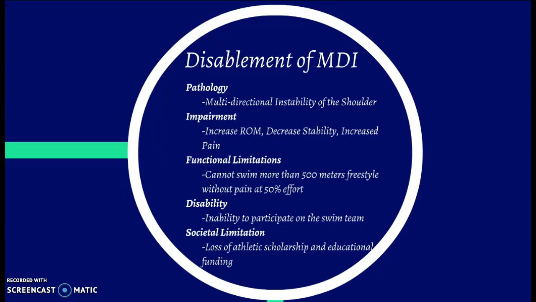When thinking about a specific athlete or patient with multidirectional instability, I utilized the collegiate swimmer. So their pathology is the multidirectional instability of the shoulder. Their impairments might be increased range of motion, decreased stability, and an increase in pain. Their functional limitations might be they can't swim more than 500-meter freestyle without pain at a 50% effort.